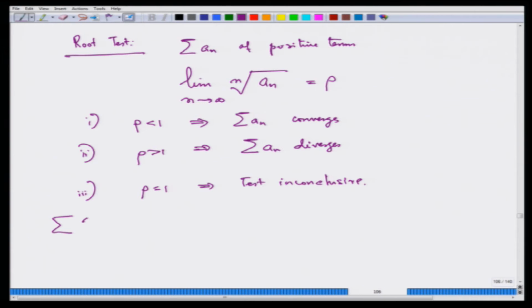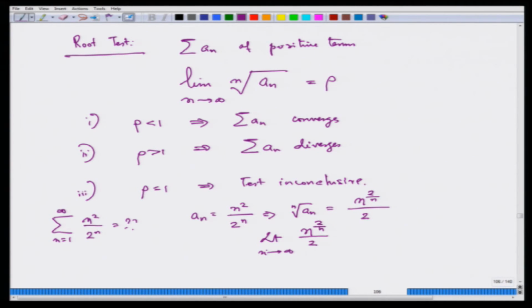For example, if you look at this one, what happens to this? Here an is n squared by 2 to the n, so the nth root of an is n to the power 2 by n divided by 2. If I take the limit of n to the power 2 by n divided by 2 as n tends to infinity, what happens? n becomes bigger, but 2 by n goes to 0. So however large your number n is, if 2 by n is going towards 0, then finally the number has to stabilize towards 1. So basically the limit of this is half, and this is less than 1, and hence we conclude that this series converges.